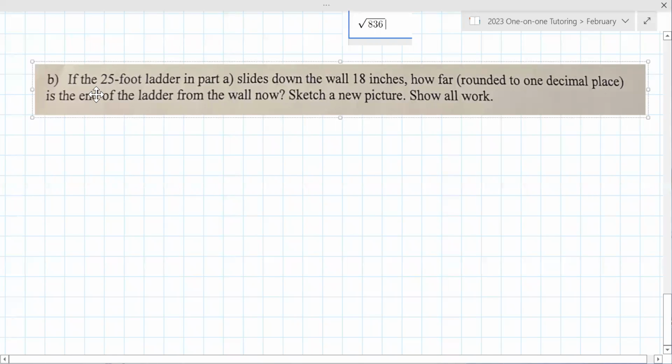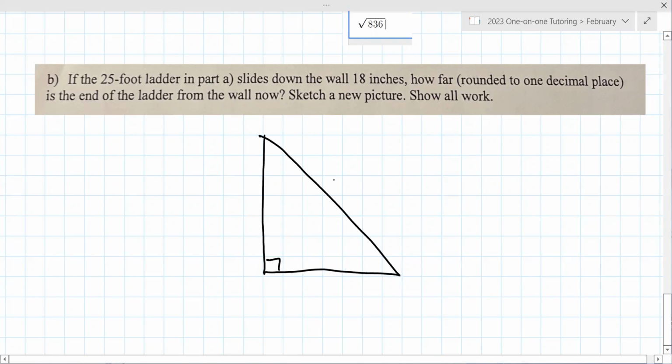All right, so part B, it says if the 25-foot ladder in part A slides down the wall 18 inches. So we're going to draw our picture again from part A. So part A, 30-foot ladder, 29 and 8. Okay. So that's from part A. Do you agree with that?